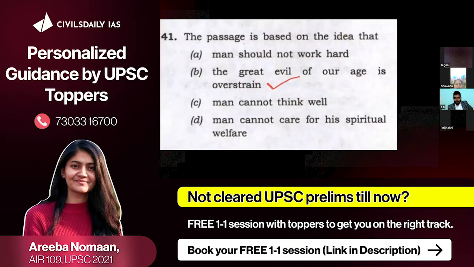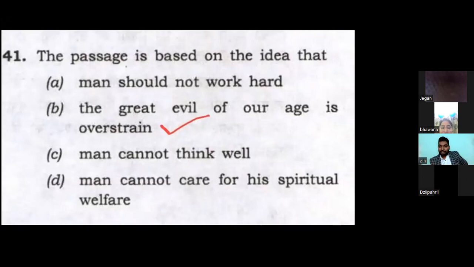Now read the question, Pradeep. The passage is based on the idea that. Here we are looking for the main idea. Definitely, sir. And interestingly, Pradeep, you found out the correct answer. That's the interesting part, isn't it? Yes, sir. Fine, fine.